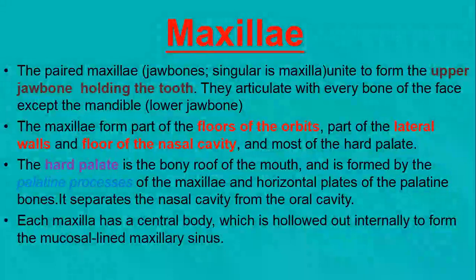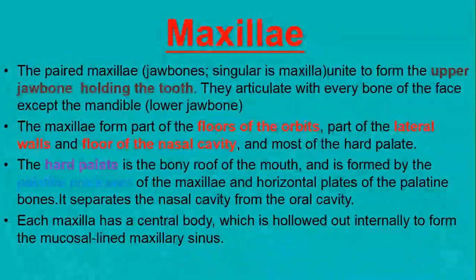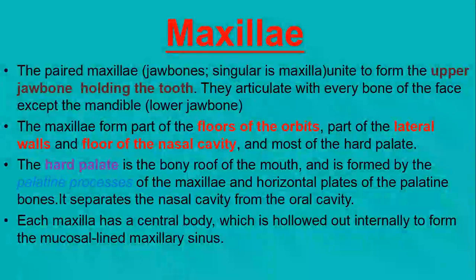Welcome to another lesson of discussion whereby we shall be discussing this bone of the face, or facial bone, known as the maxillae. The paired maxillae, or jaw bones, singular maxilla, unite to form the upper jawbone holding the teeth. They articulate with every bone of the face except the mandible, which is the lower jawbone.